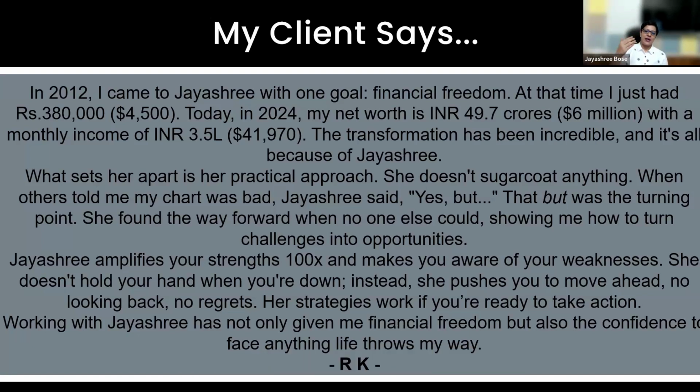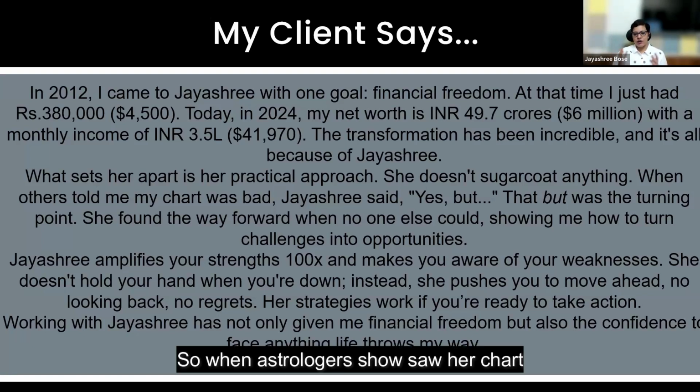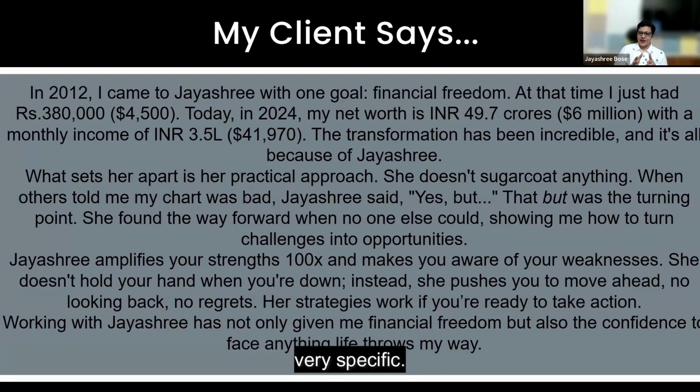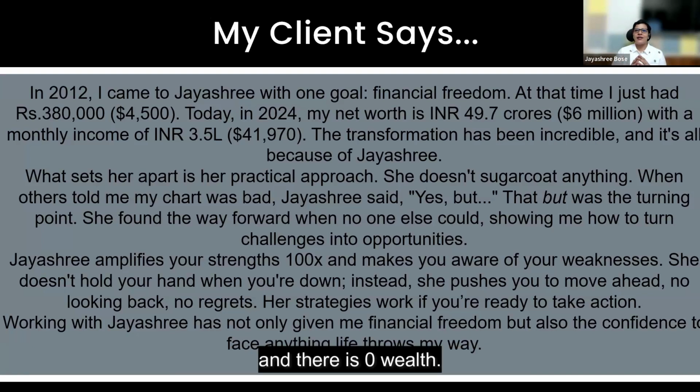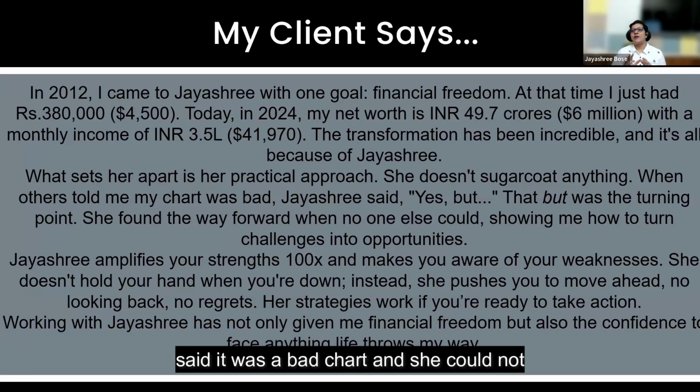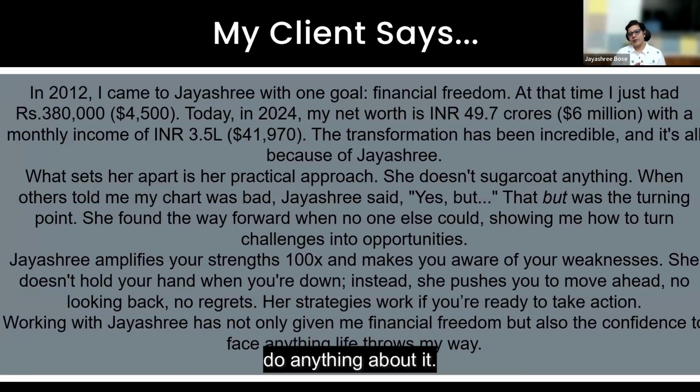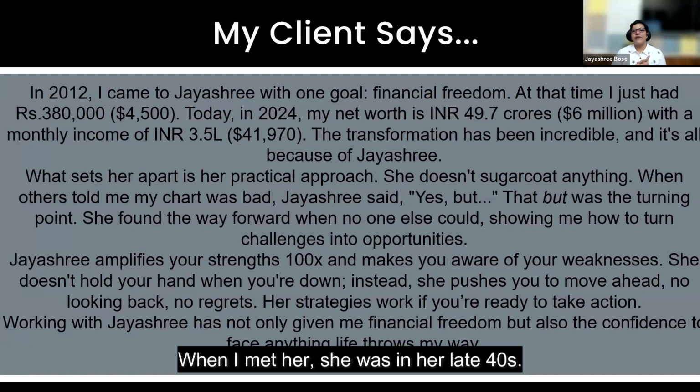Now, when I talk about this, the client has a zero wealth star. When astrologers saw her chart, it's filled with resource. You can say she's a resource person, with all the 49.7 and 380,000. She's very specific. A resource person will generally write like this. So her chart is filled with resources and raw wealth, resource and love wealth, and there is zero wealth. So whichever astrologer looked at her chart said it was a bad chart and she could not do anything about it.